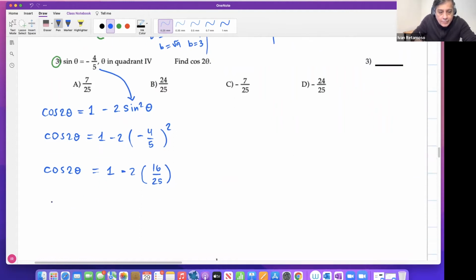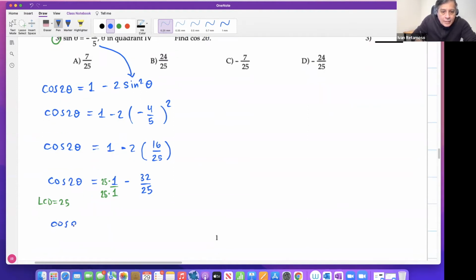Now, how do we do this? First, I'm going to do it manually, and then I'm going to show you how you can get this using your calculator. 32/25, 2 times 16. This one is 1/1 times 25 here, LCD equal 25. So this will end up being cosine of 2 theta equals 25 minus 32.